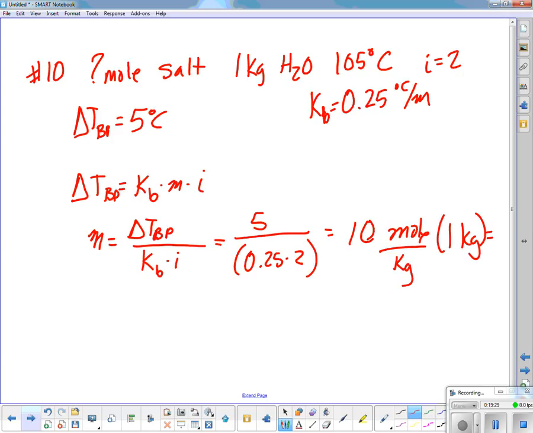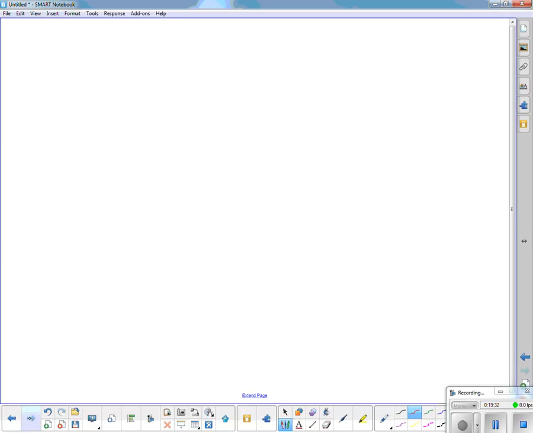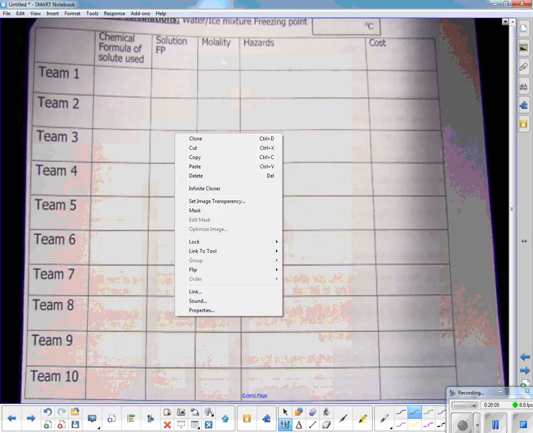All right. So what we're going to do now is go back and talk about your lab. I broke you into teams, and you were supposed to do some research and find some information. We're going to have this up on the board, and I'm going to have your team put information in. You should have been able to find every column except for freezing point, which is solution FP. That's what we're going to do in lab today.